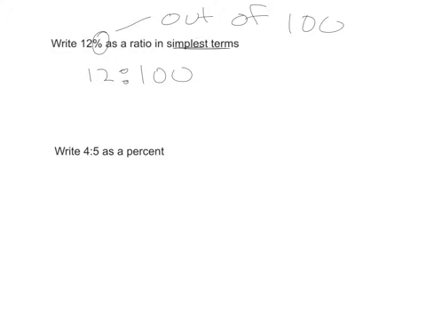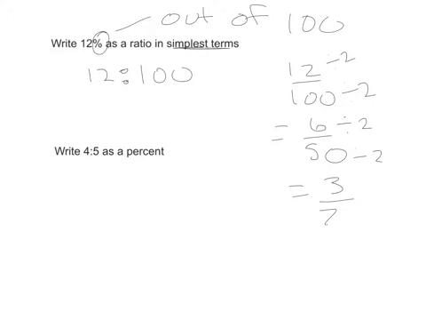Now when I say simplest terms, this would be like reducing a fraction. If you have 12 over 100, you would ask yourself, what can you divide the top and bottom by to make this simpler, smaller numbers, so simpler terms? Both can be divided by 2, which gives you 6 over 50. Both are still even, so we can divide the top and bottom by 2 again, and you get 3 over 25. So 12 to 100 is the same in simplest terms as 3 to 25.